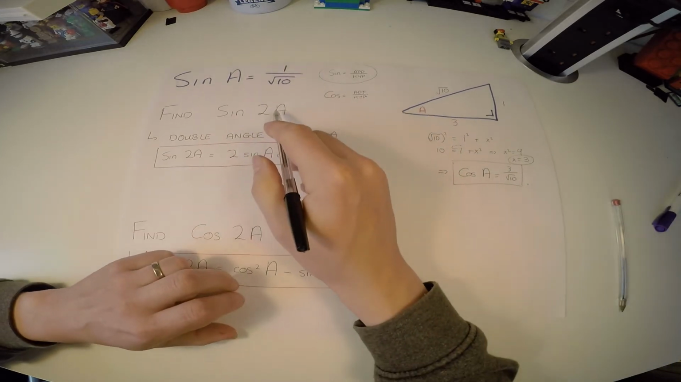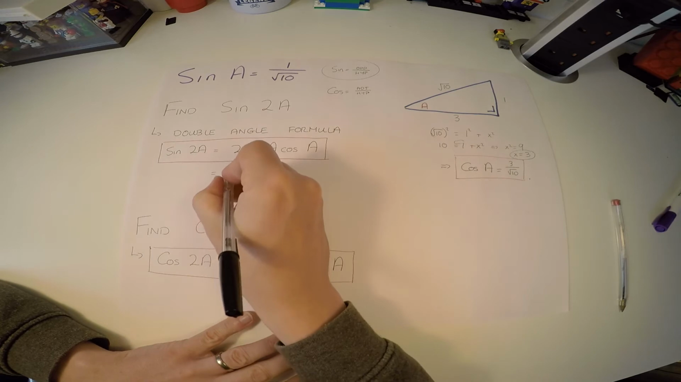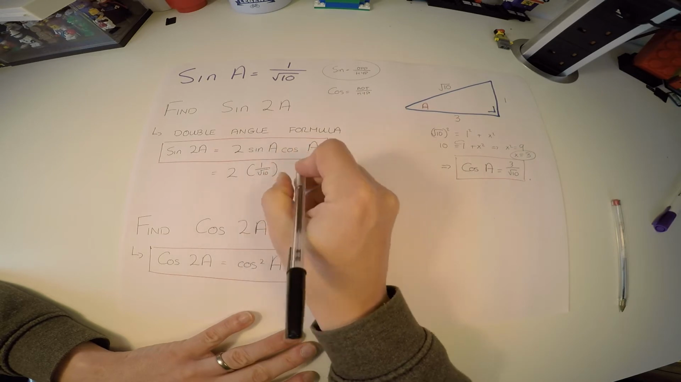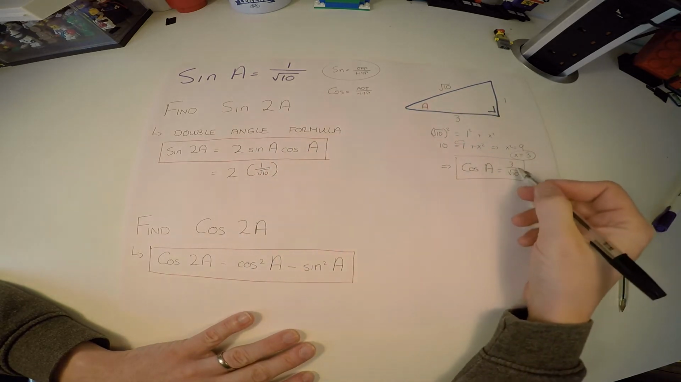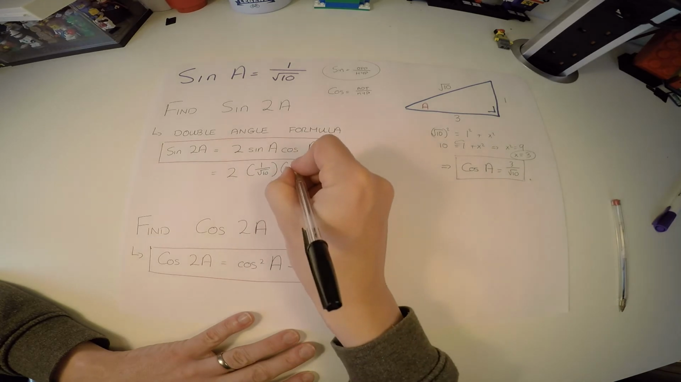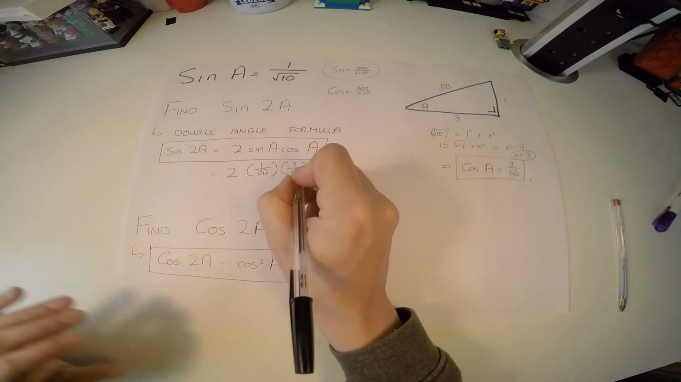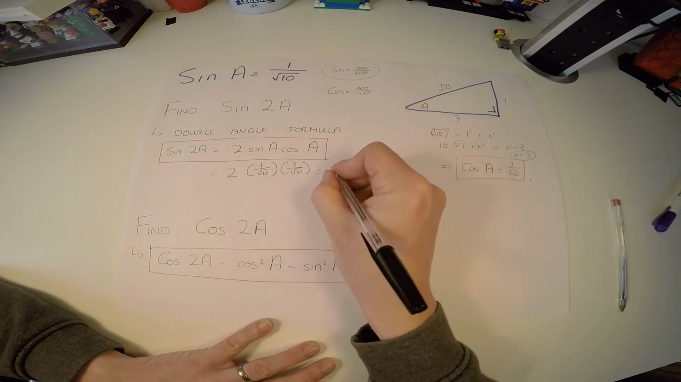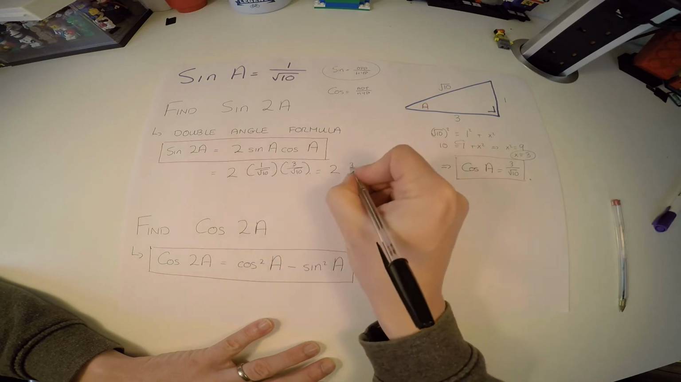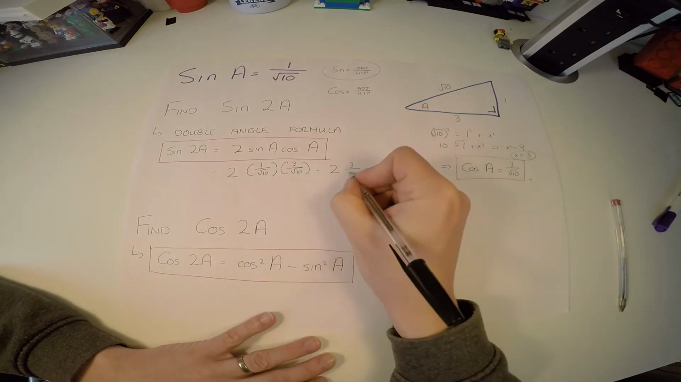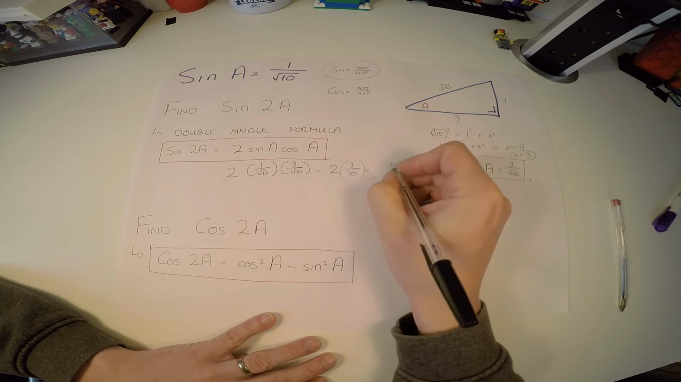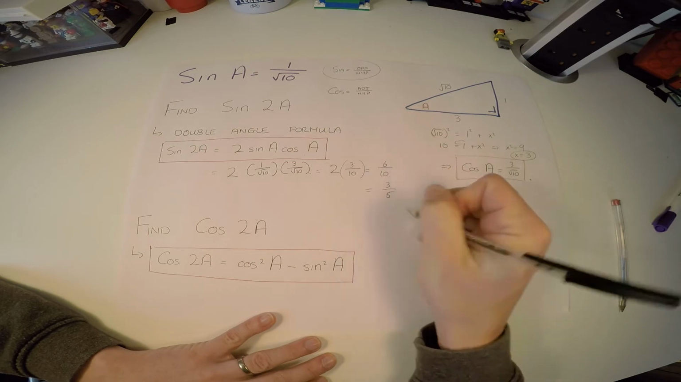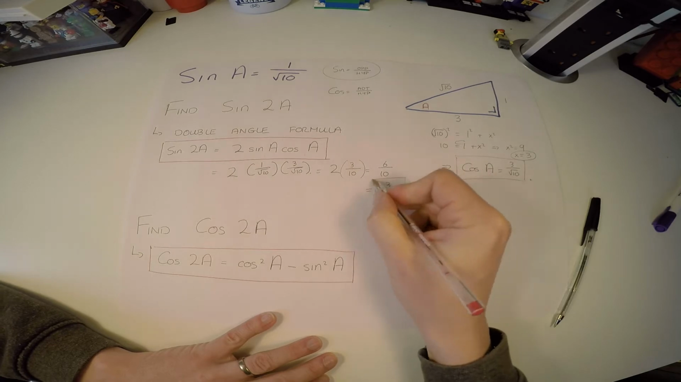Now, when we're looking for sine of 2a, sine of 2a is equal to 2 times sine of a, which we were given as 1 over square root of 10, times cos of a, which we now know from our trig ratios is 3 over square root of 10. So when we multiply these in, fractions are top by top, bottom by bottom. So essentially we have 2 times 1 times 3, that's 3. Root 10 by root 10, that's root 10 squared, which is just 10. And of course, 2 times 3 over 10 is 6 over 10, which simplifies to 3 over 5. So there's the first part done.